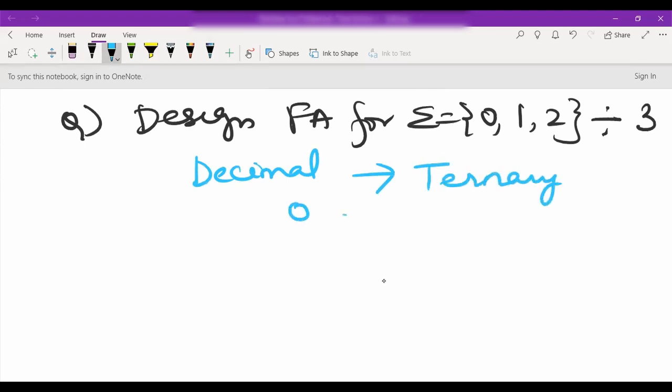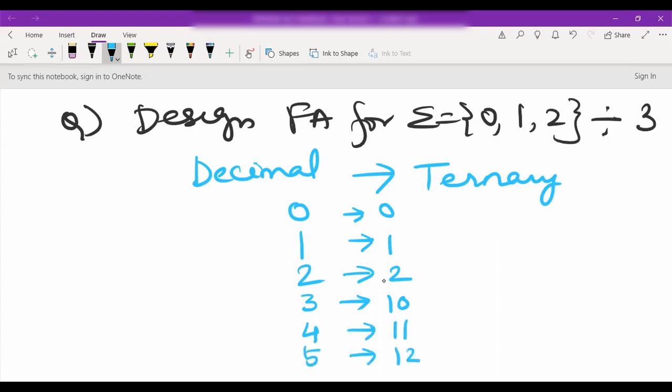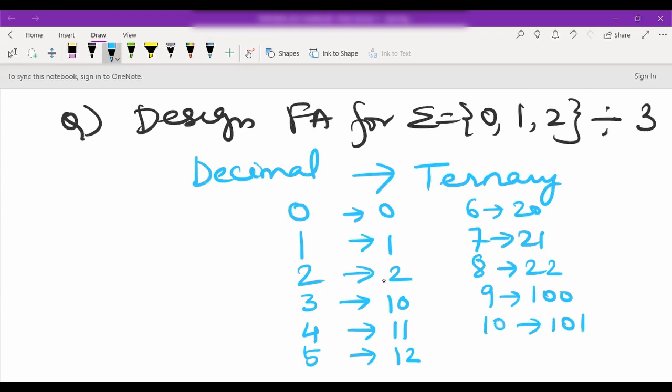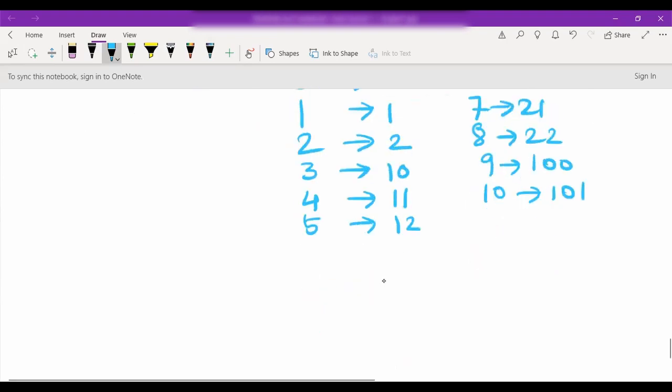First of all, decimal number 0 is ternary number 0. Decimal number 1 is ternary number 1. Decimal number 2 is ternary number 2. Decimal number 3 is ternary number 10. Decimal number 4 is ternary number 11. Decimal number 5 is ternary number 12. Decimal number 6 is 20. Decimal number 7 is 21. Decimal number 8 is 22. Decimal number 9 is 100. Decimal number 10 is 101. And so on.